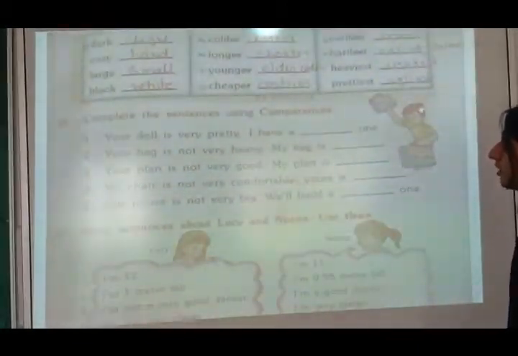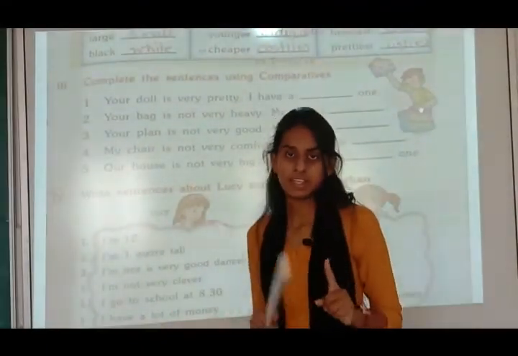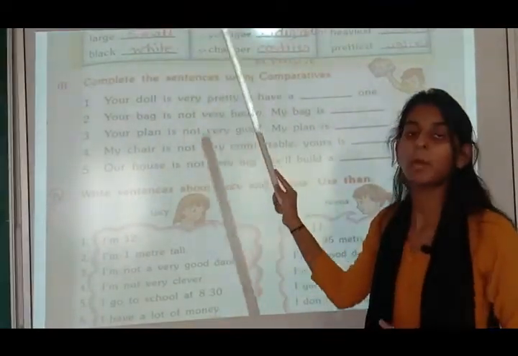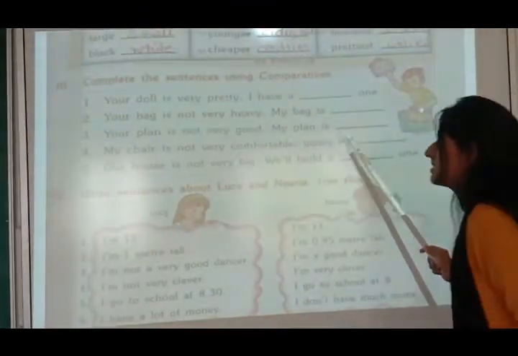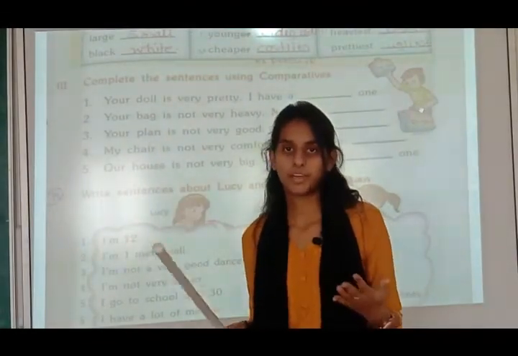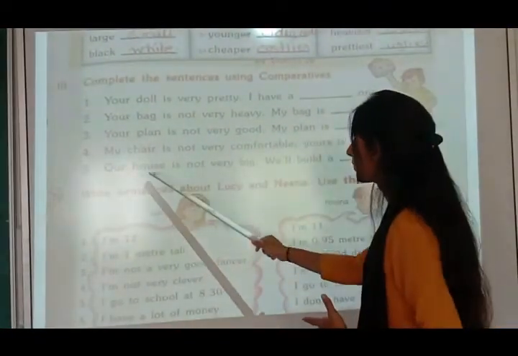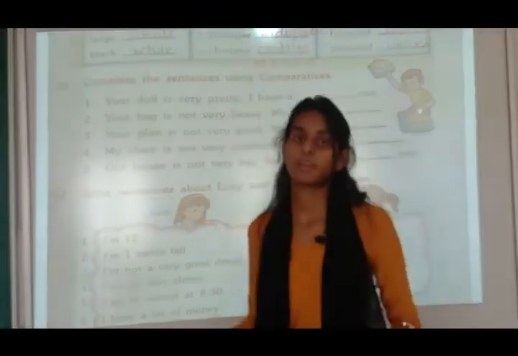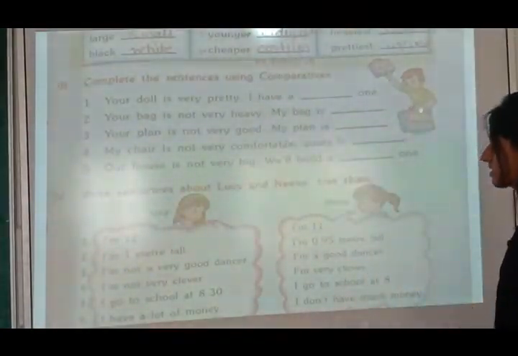Now in these blanks you have to put the comparative. I have told you that "er" is added. Your doll is very pretty. My doll is prettier. Your plan is not very good. My plan is, when you convert good into comparative degree, it becomes better. So my plan is better. Our house is not very big. We will build a bigger one. Here you can see that comparative degrees are to be made.